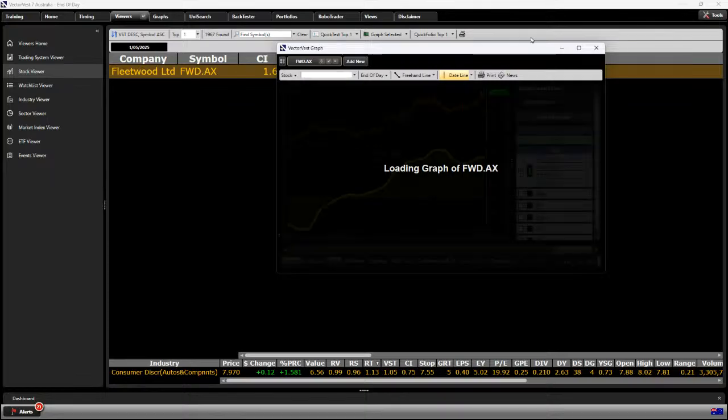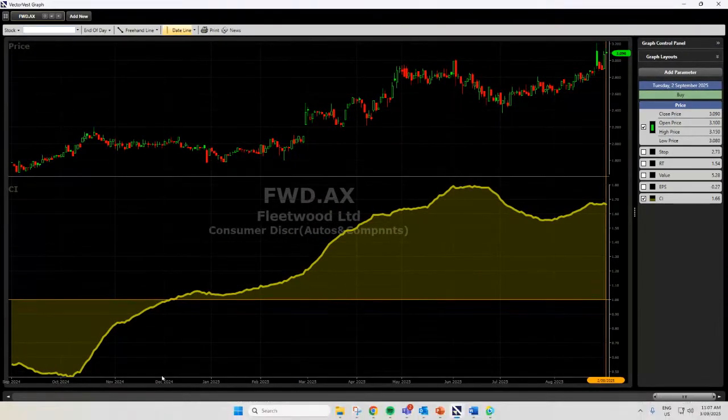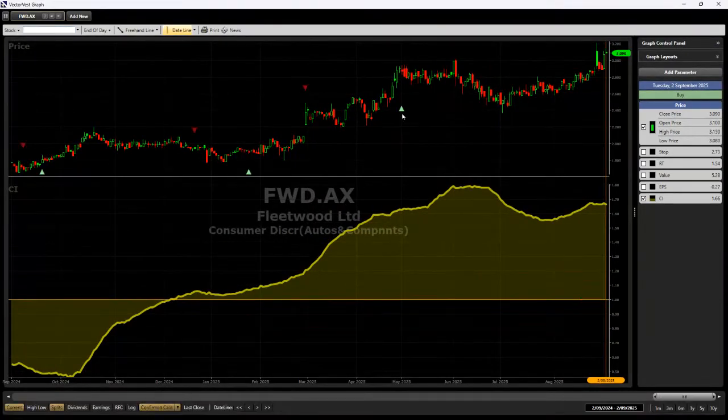So I graph this here. We go back to 1 May. Here we are. Here's that signal, 1 May. Okay, Fleetwood, CI holds above 1. Price goes from $2.87 now to just over $3. All right, not a massive uplift, but nonetheless, the trend is still intact.